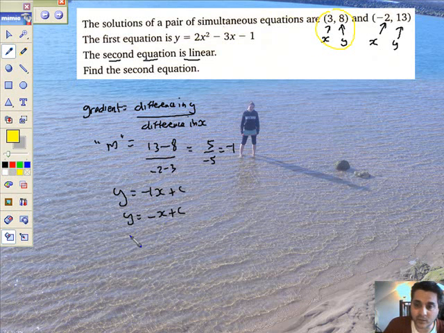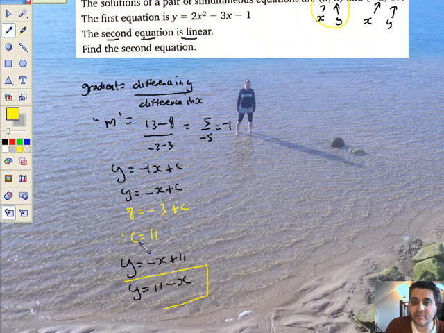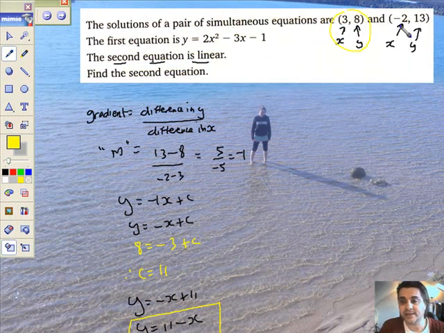So what have I got? I've got y is 8, so 8 equals minus 3, because x is 3, plus c. Therefore c is going to be 11. So what's my final equation? Here's my answer. I've got y equals minus x plus 11, or to tidy up, y equals 11 minus x, and that is my linear equation, which when merged with this quadratic up here will give me the solutions 3, 8 and minus 2, 13, and that's all there is to it.